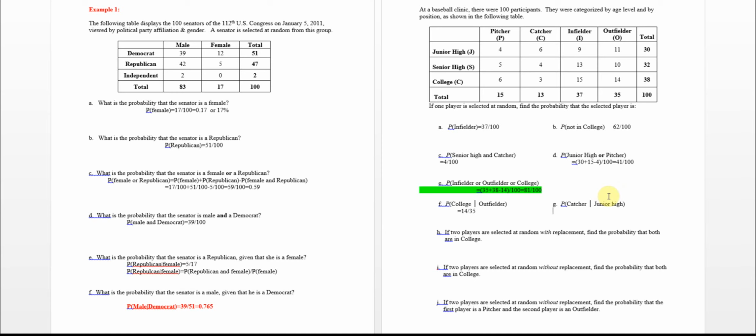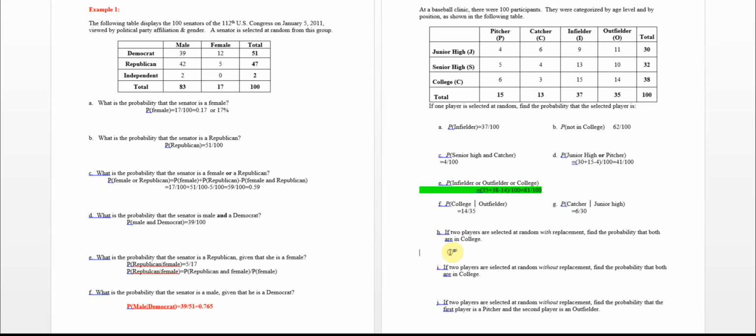Now, given that I'm dealing with a junior high student, what's the likelihood that they're a catcher? So be careful how you read these. Read them out loud to yourselves a couple times to the point where you'll read them in your head correctly. It does help. So the probability that I've drawn a catcher, given that they're in junior high. So I already know they're a junior high student. How likely is it they're a catcher? Junior high is 30, out of which 6 are catchers, so 6 out of 30.